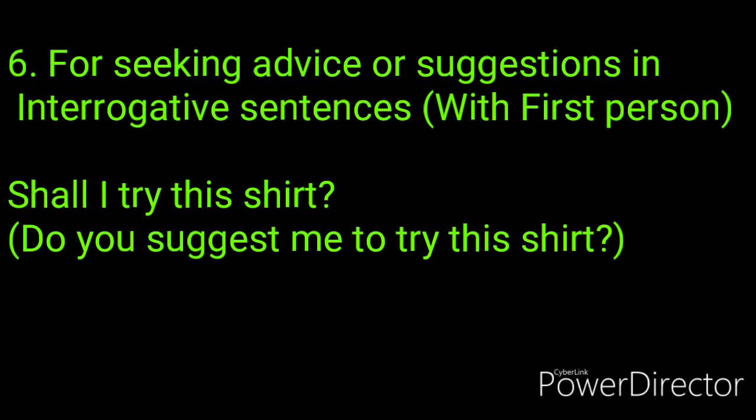For seeking advice or suggestion in interrogative sentences with first person. In this sentence, we want the listener to give us advice or suggestion about something. For example, shall I try this shirt? Suppose you are in a shop and you are trying some shirts to wear. In that condition, you can ask the listener whether you should try that shirt or not. The meaning of this sentence is that, do you suggest me to try this shirt? So, in this kind of sentences, we use shall I structure and we want some suggestion from the person who is listening to us.